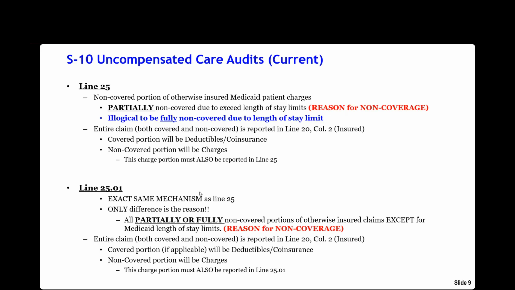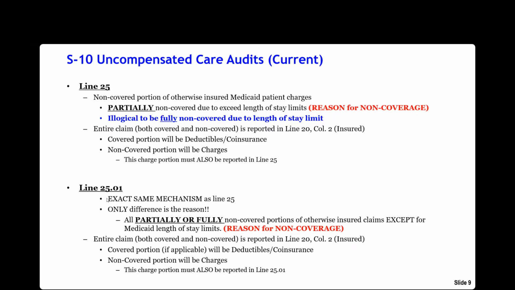So the old way of doing what's on line 25.01, before they had this, was just to split the claim. The non-covered portion of that claim just went into column 1 as uninsured, the charge is there, and then the covered portion went to column 2 as insured, and we're fine. But now they want us to use line 25.01 instead of splitting the claim. And there are a couple things with this that we found throughout the year.